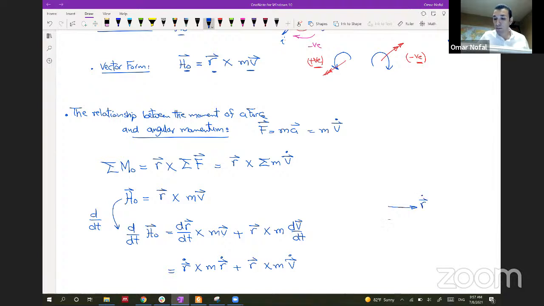And from the definition of the cross product, if you have r dot vector cross product by the same vector, because they are in the same direction... if we have a quantity c vector equal to a vector cross product by b vector, this is equal to the magnitude of vector a multiplied by the magnitude of vector b multiplied by the sine of the angle theta between them. So the angle theta between them is equal to 0, sine theta will be equal to 0, so the quantity will be equal to 0.